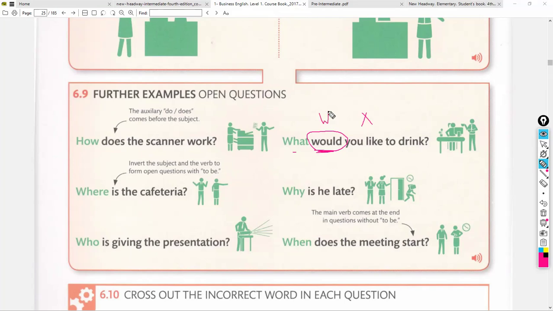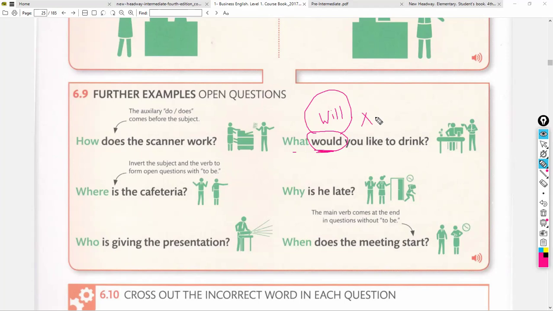Would is the past of will. But here, the function is different. I'm going to explain later. But let me say that would is a modal verb. Will, would, can, could, shall, should, and may, might. We don't have to forget must. Anyway, with the modal verb, you can use the present and past. By the way, in the next class, I will teach you how to use modal verbs.